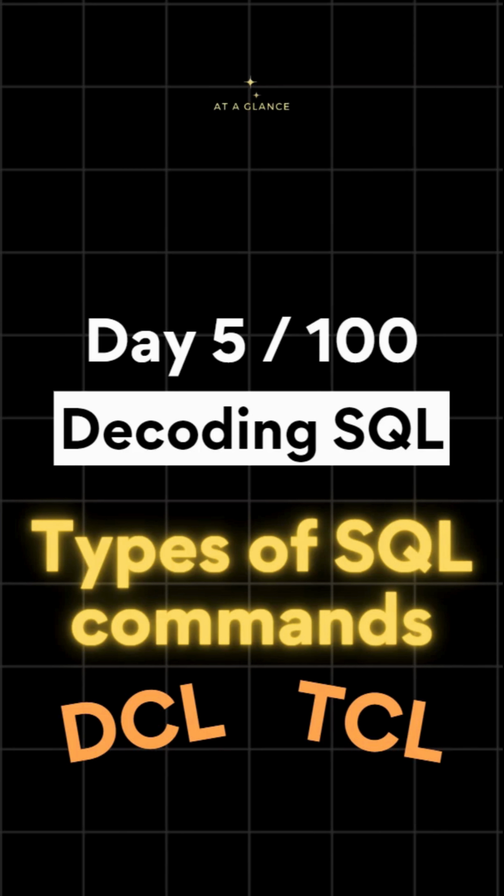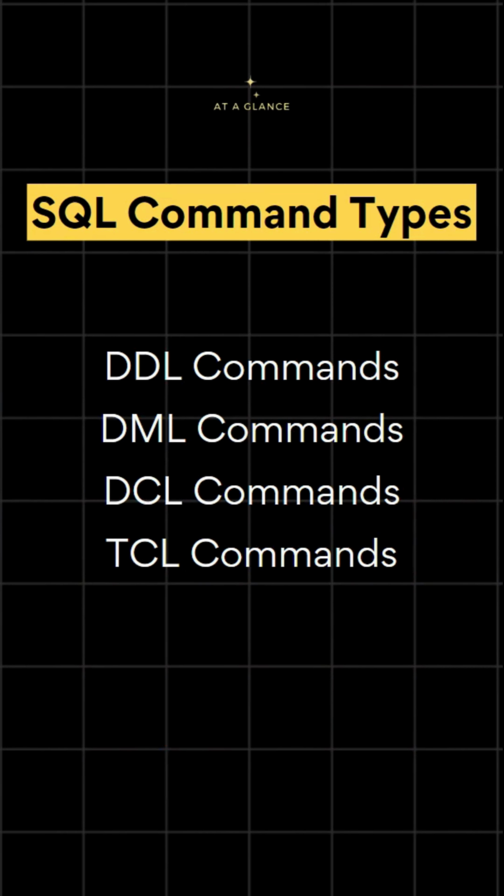Today, we'll see the types of SQL commands, part 2. In this particular video, we'll be specifically looking into DCL and TCL commands. We already have seen in the previous video that there are four types of SQL commands. We already have seen DDL and DML in the previous video. In this particular video, we'll cover DCL and TCL commands.